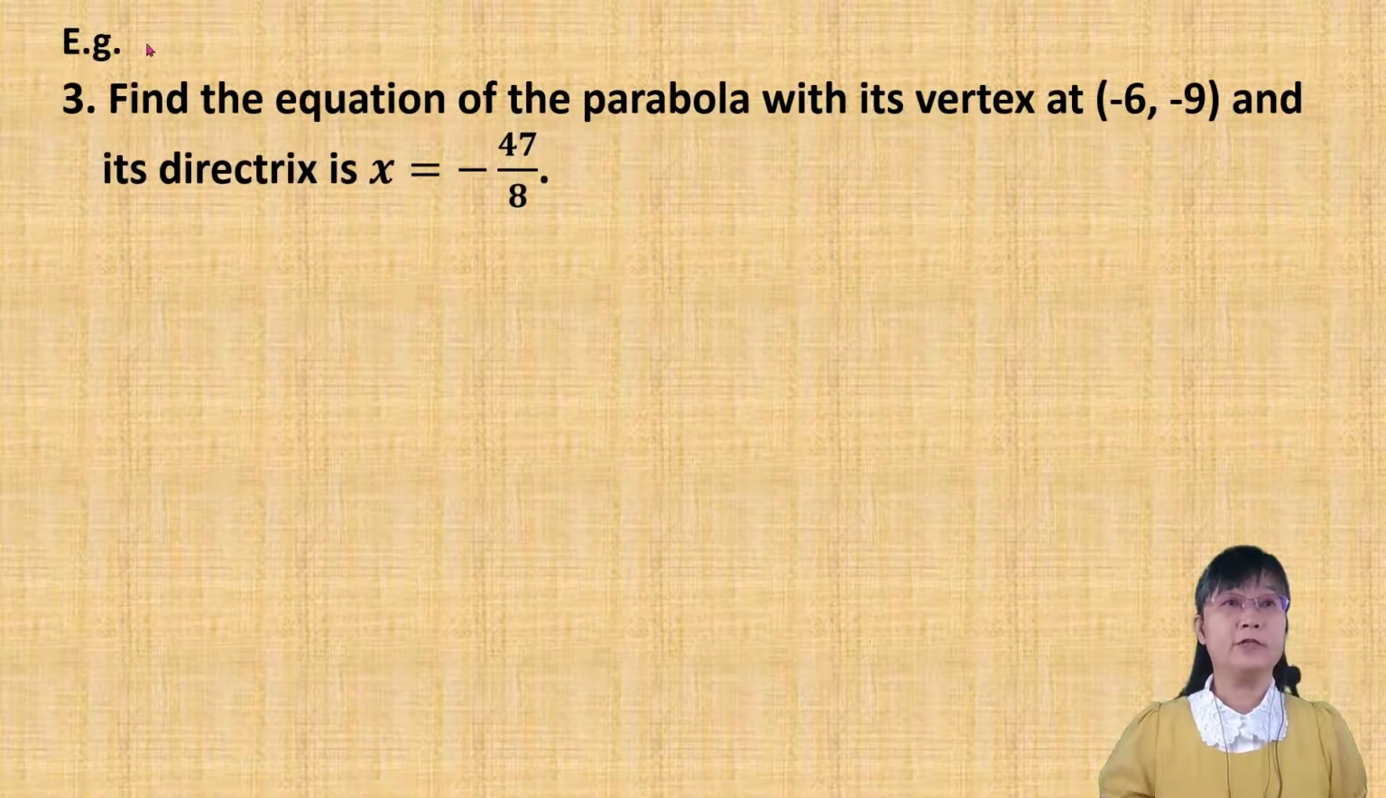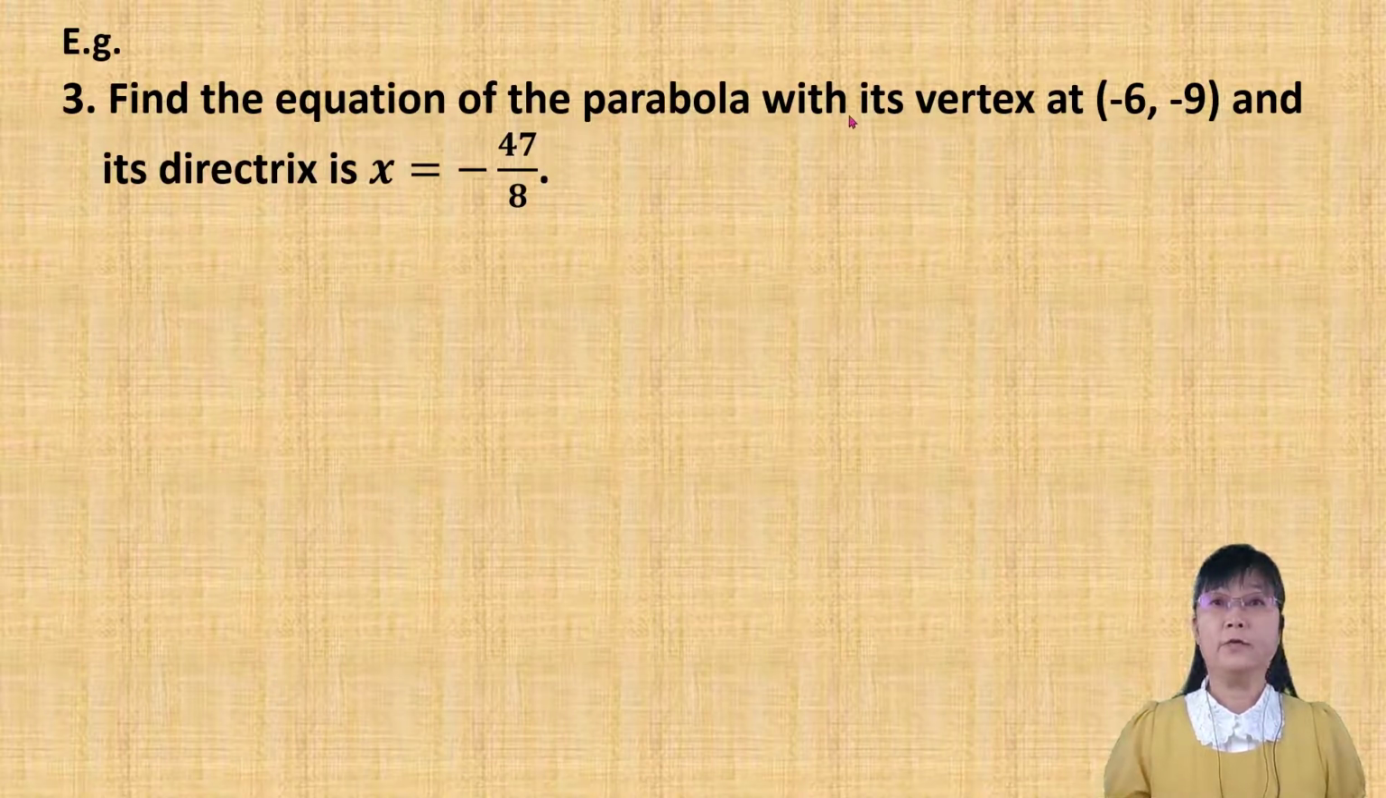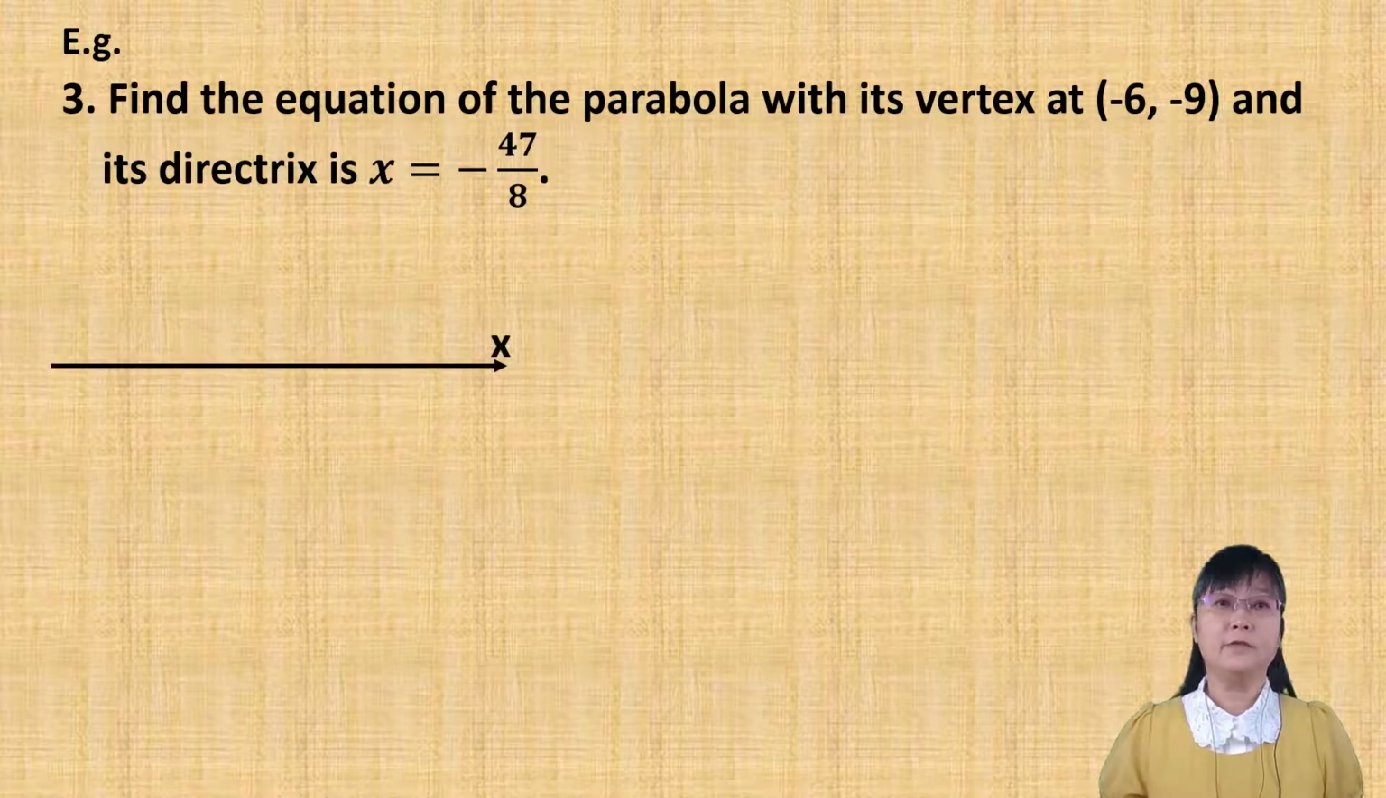Now we proceed to the third example. The third example, find the equation of the parabola with its vertex at (-6, -9), and its directrix is x equals -47/8. So first I'm going to sketch the diagram based on the information given.